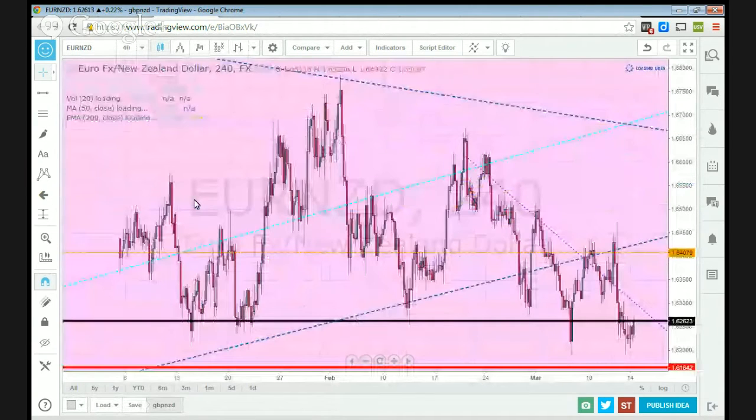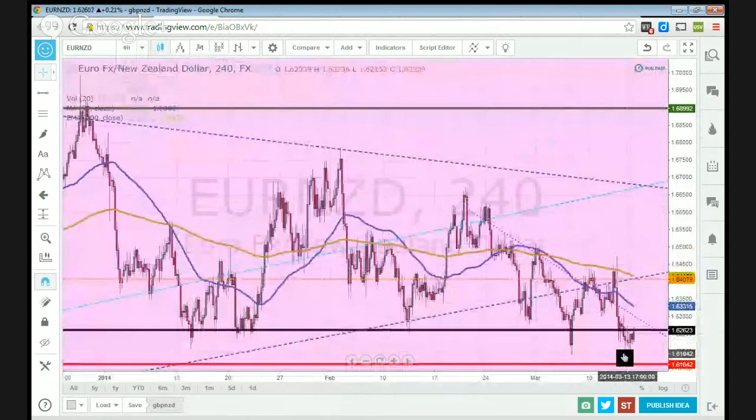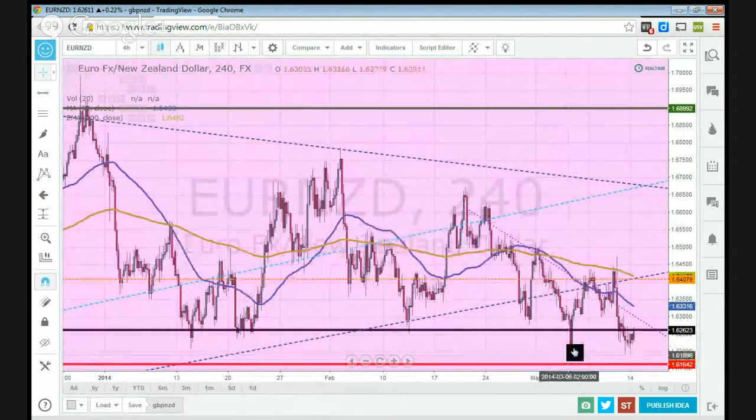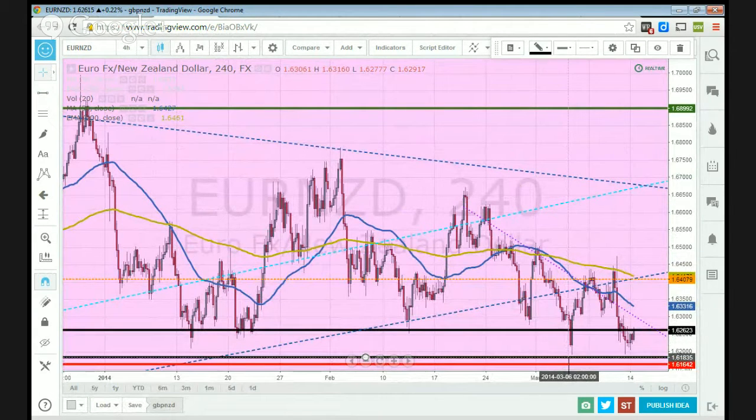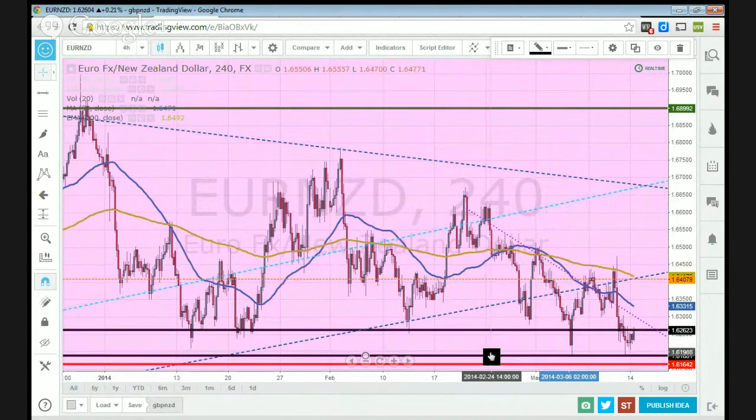Overall, I do find this encouraging, that we had a double bottom right here, and this was before the rate hike announcement from the Reserve Bank of New Zealand. So it seems like this support holds. I'll add a line right here. Actually, we can move that up a little bit. Right there.